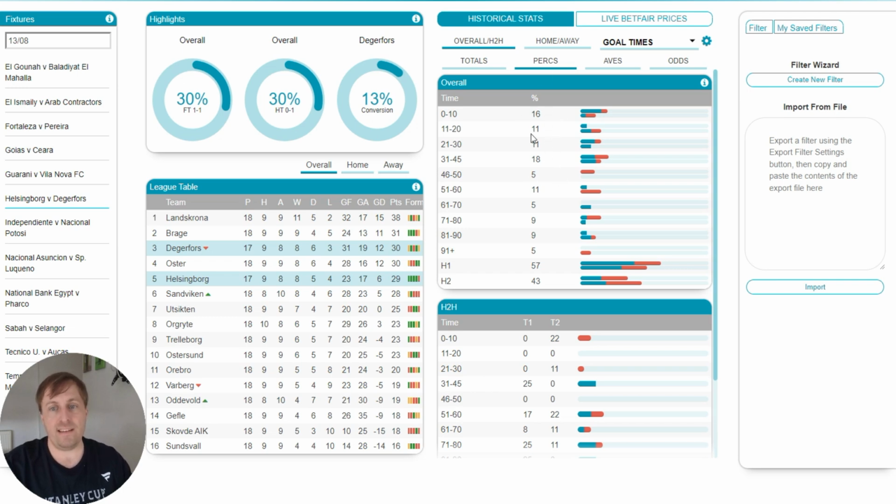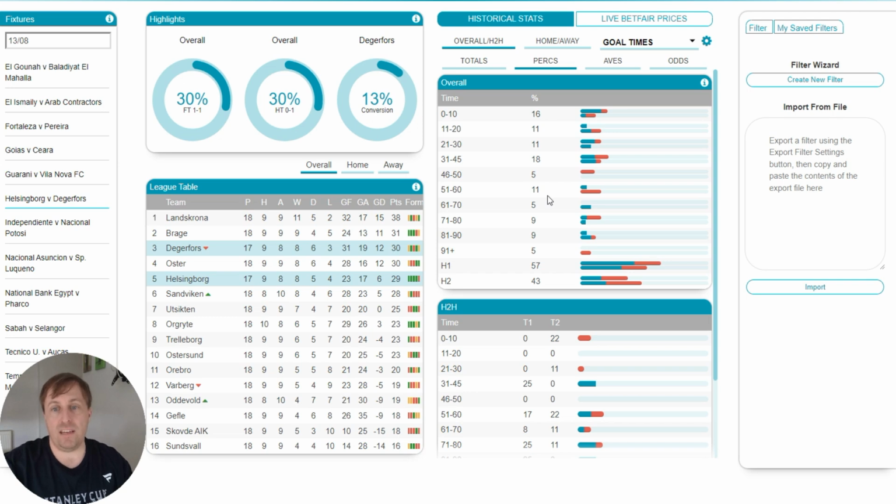Now, we can see here, and straight off the bat, I know this already because I did it in another video on a different strategy. I know that there's a lot of first half goals with these teams. 57% of their goals come in half one. Okay, only 43% in the second half. Interesting. So how might I play this? How might I play this trade?